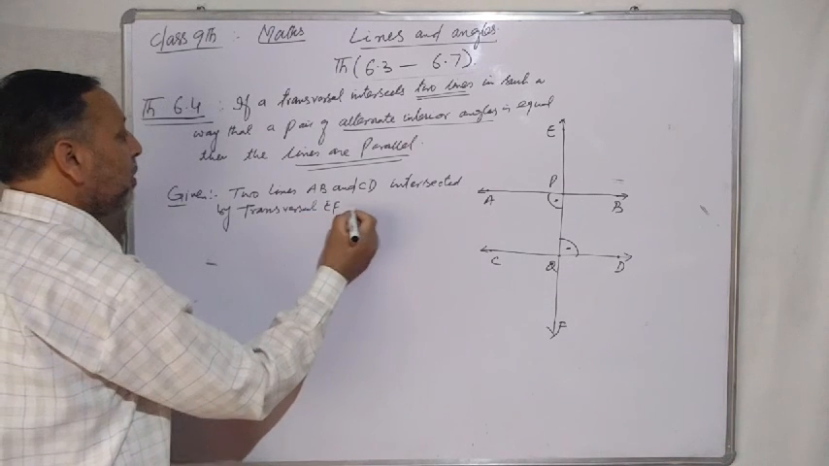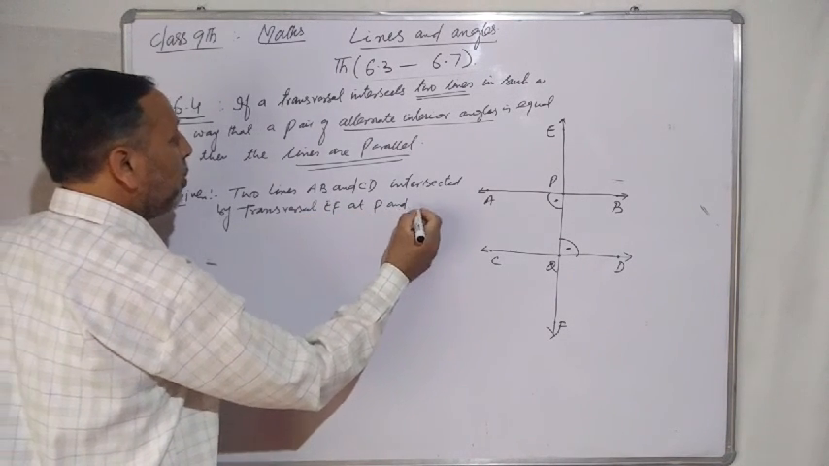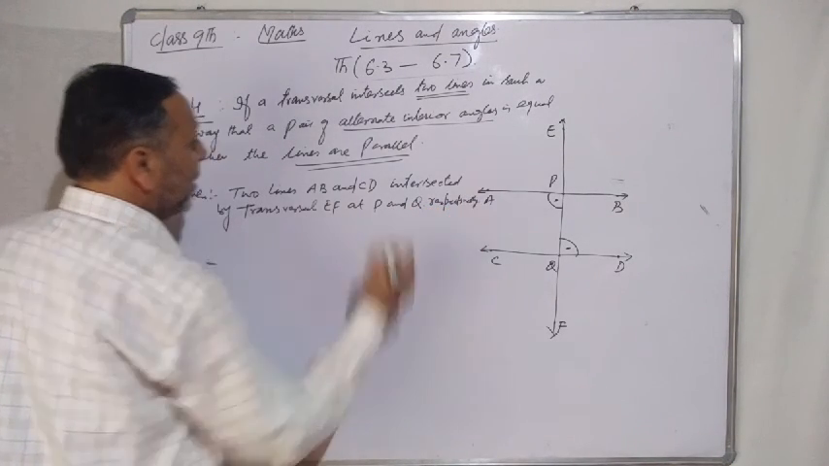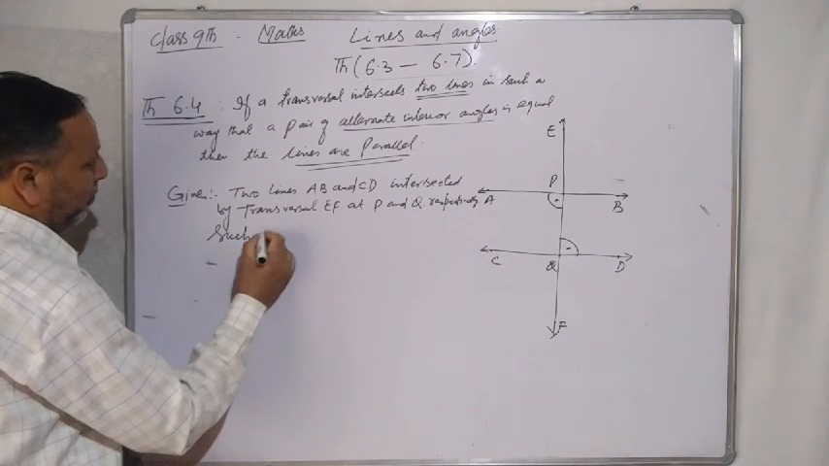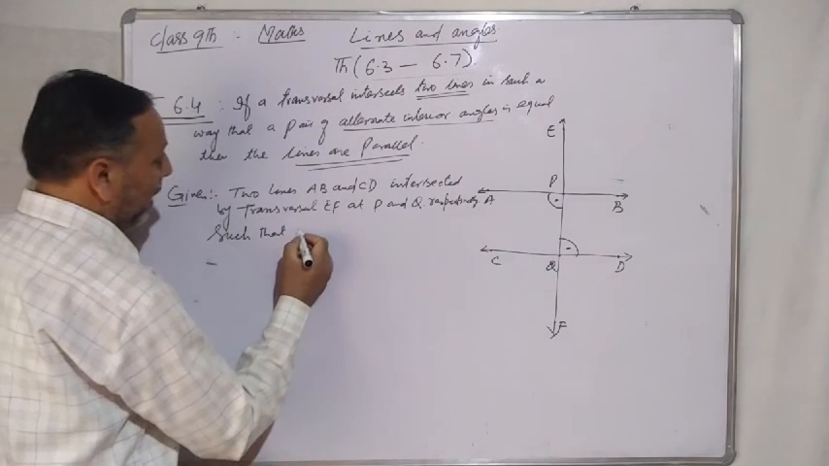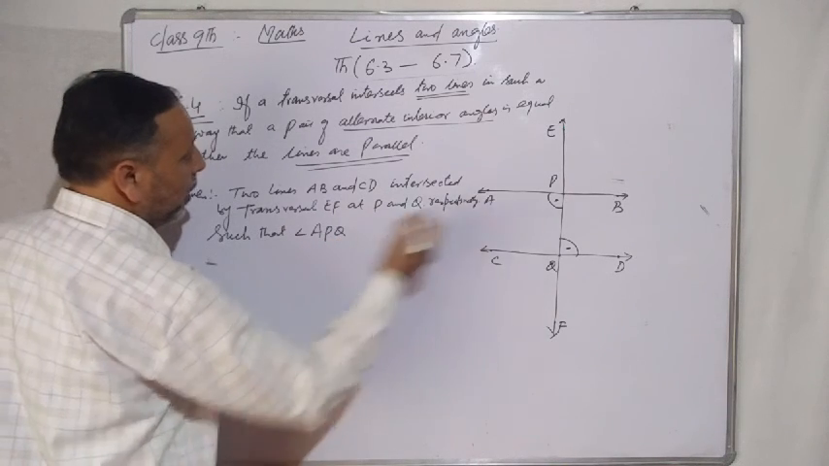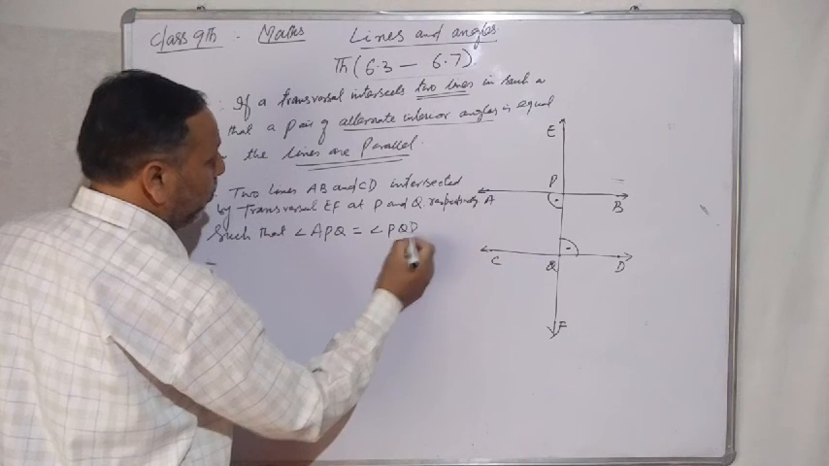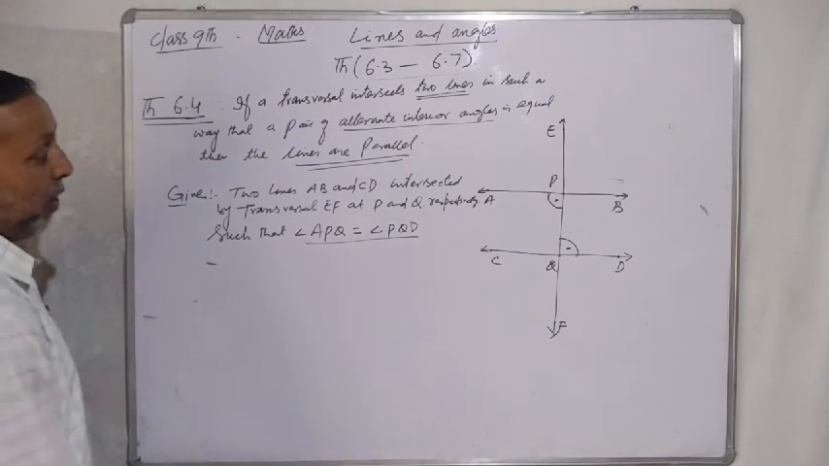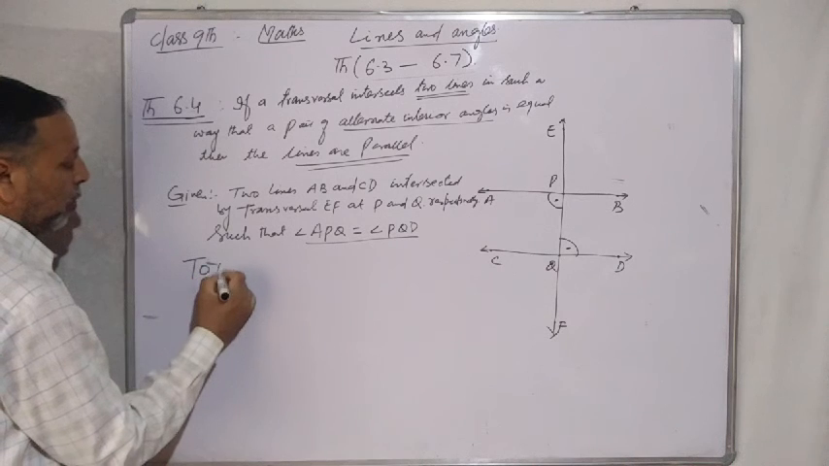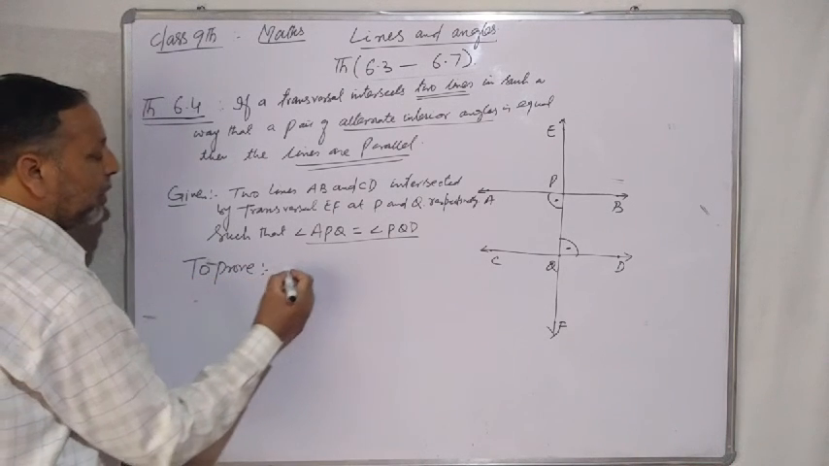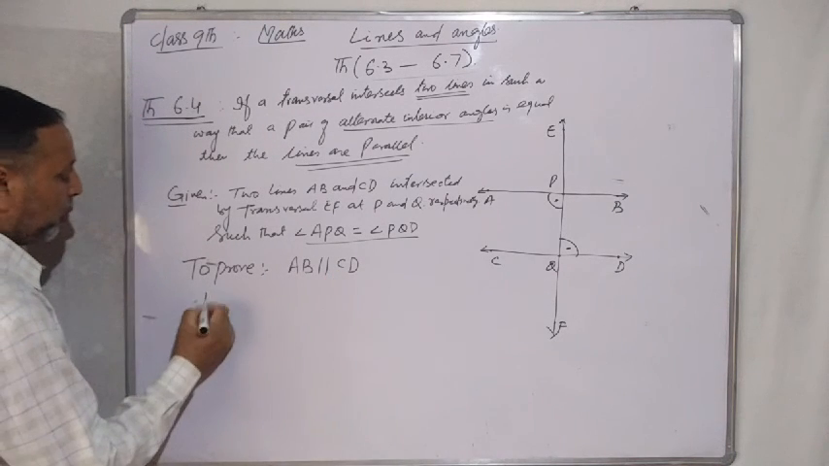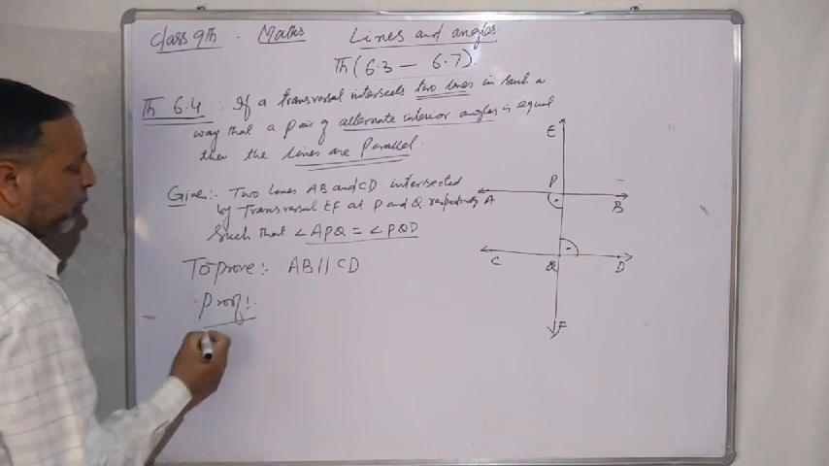EF at P and Q respectively, such that it is given that angle APQ is equal to angle PQD, a pair of alternate interior angles is equal. Prove that the lines are parallel. Here we have to prove that line AB is parallel to line CD. See the proof. Proof is so simple and easy.